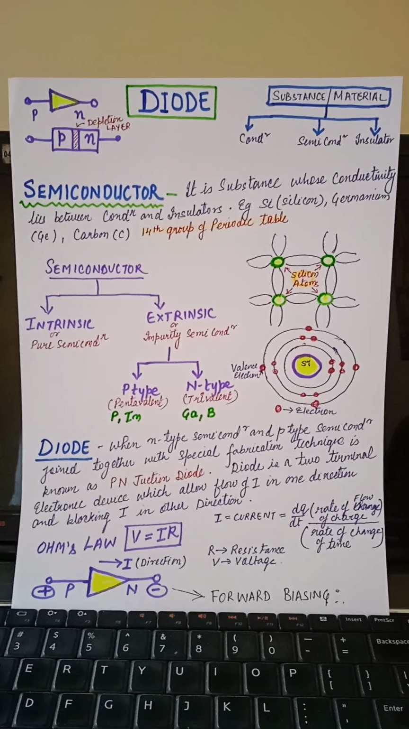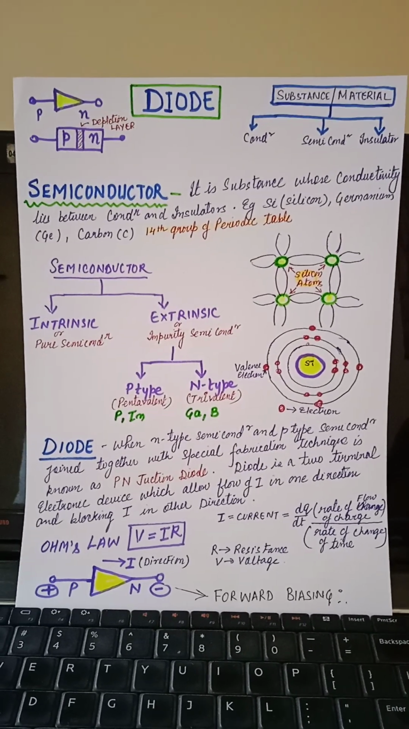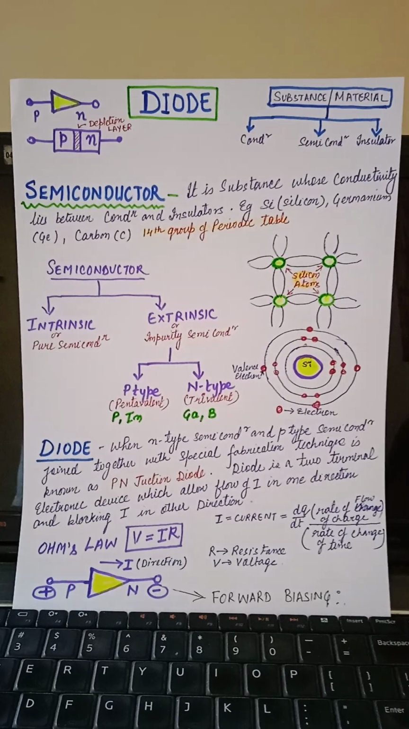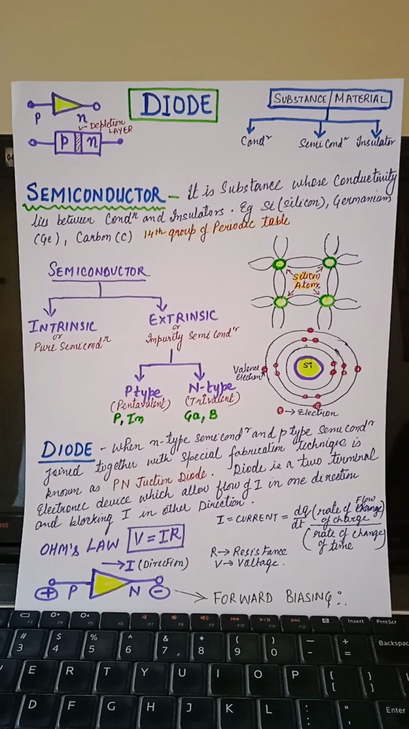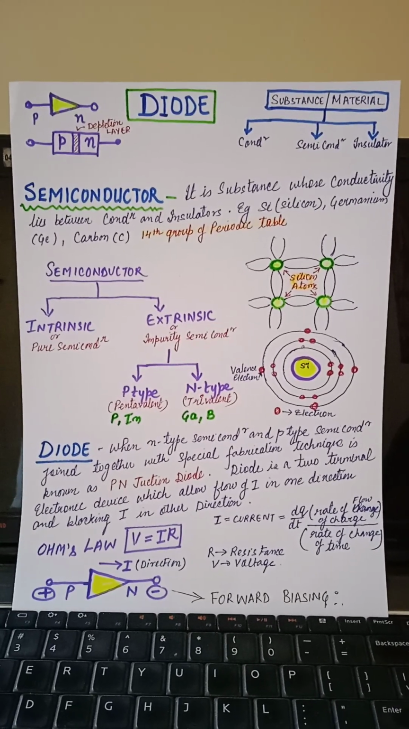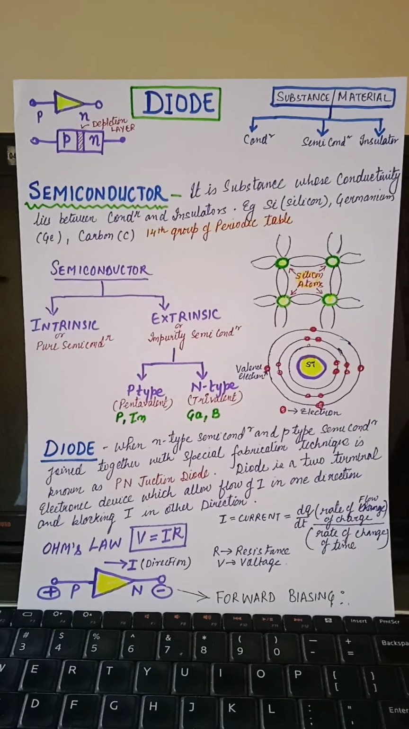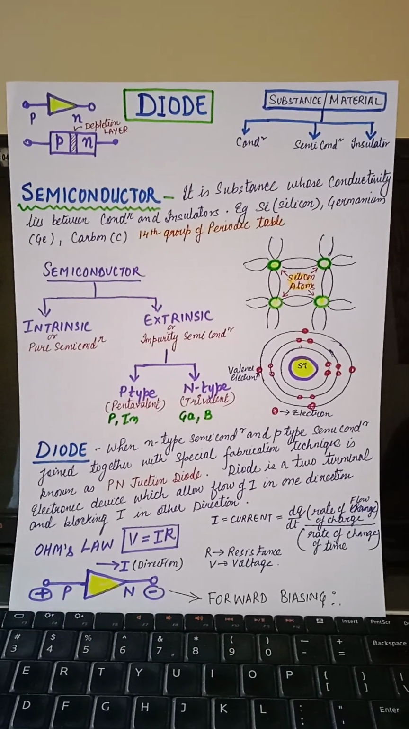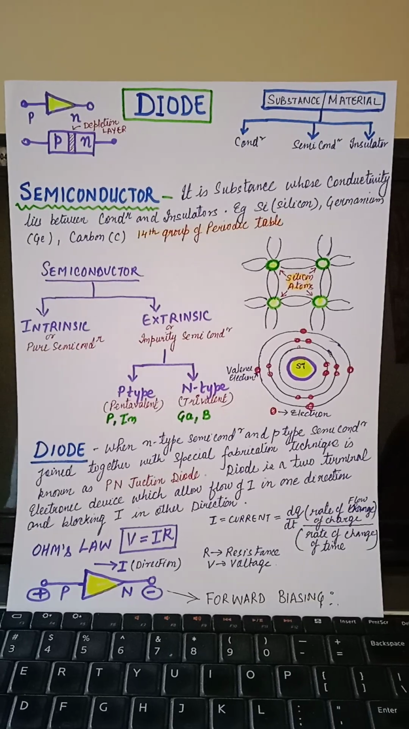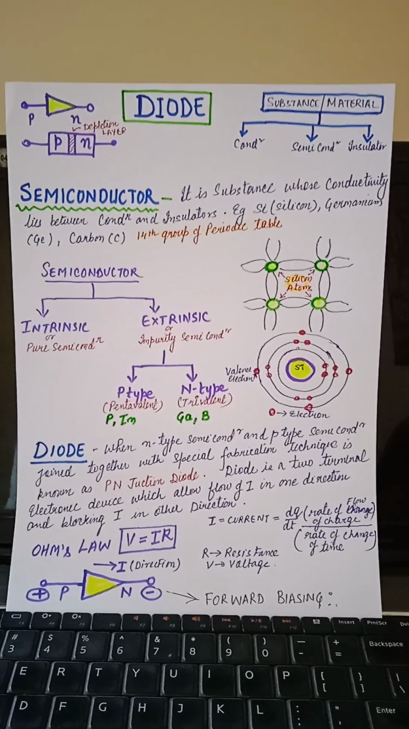Today we will discuss the topic diode. Diode is an electronic device which has numerous applications in electronics and computers. So before proceeding with this topic, first of all we have to know what a semiconductor is.